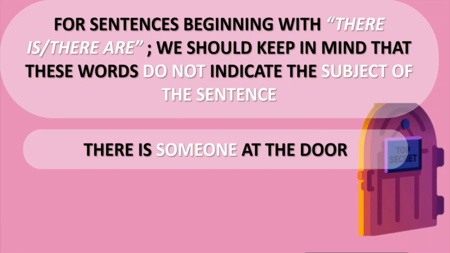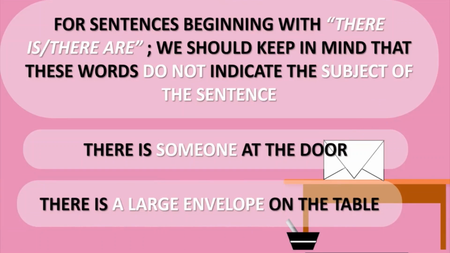There is a large envelope on the table. So what is there on the table? A large envelope. So that is the subject here. So this is all about how we determine the subject of a given sentence, be it declarative, imperative, interrogative or exclamatory.